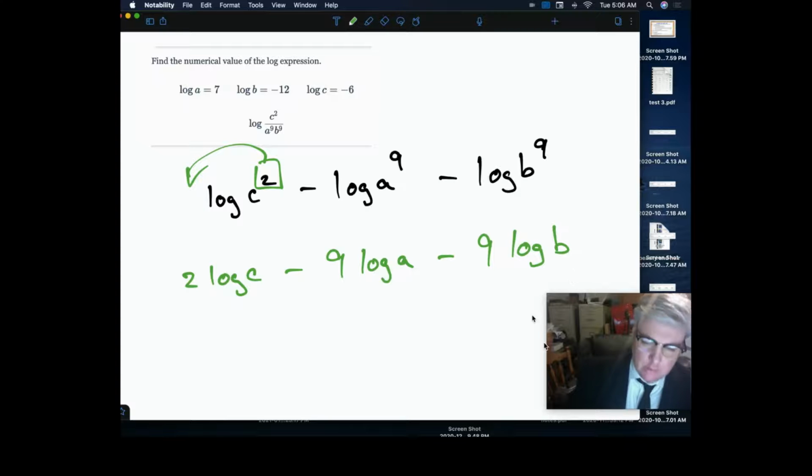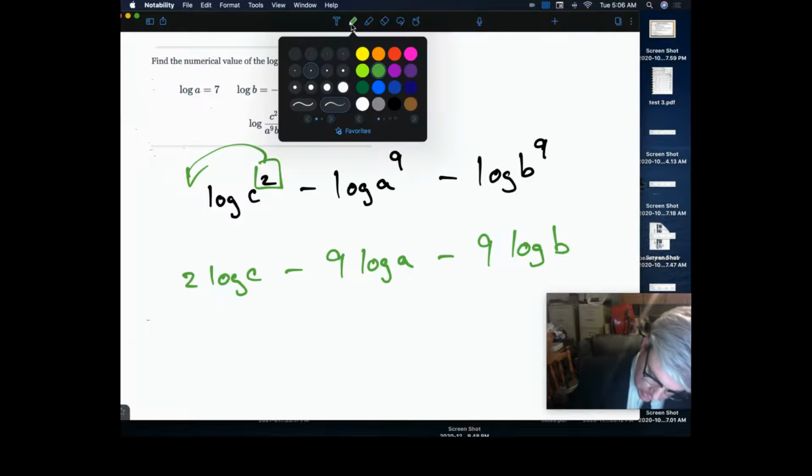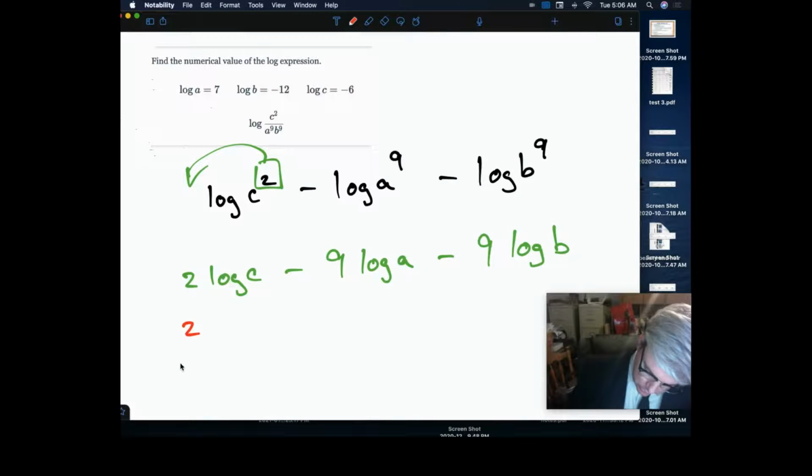And you may be asking yourself, Alfred, why can I do this? The reason is because in the beginning, they tell us log a is 7, log b is -12, and log c is -6. So now I just replace them. So now I can say 2, that's an a, 2 log a is 7.